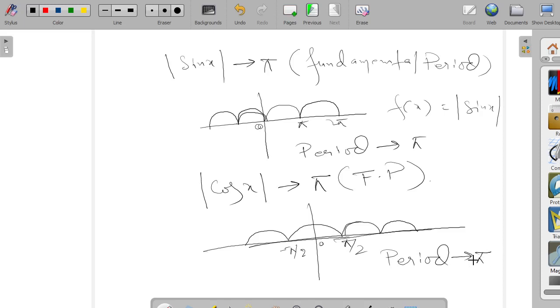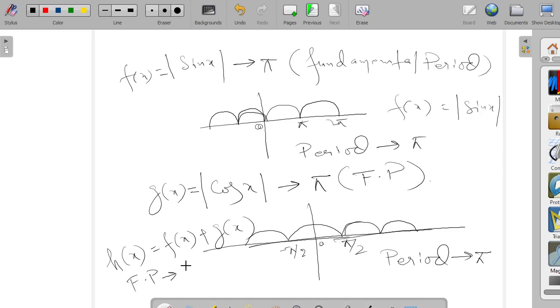Now an important point to note over here is that suppose this is our function f(x) and this is our function g(x), and if we construct a new function, let it be h(x), the sum of these two functions, then although the period of each of these functions is pi and pi, on addition we are getting a new function, and its fundamental period may not be pi.